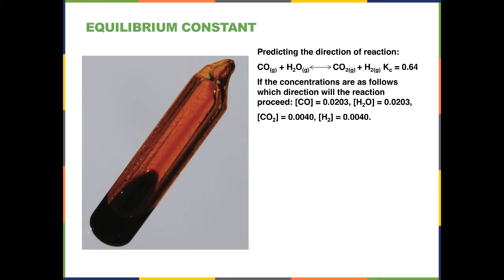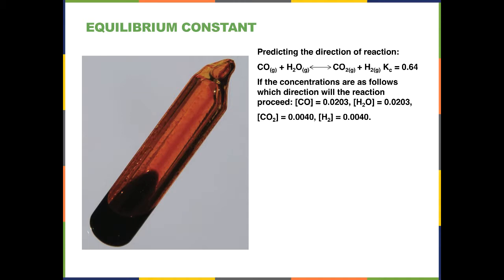Let's say we have the following concentrations, and then we will tell which direction the reaction will proceed. Now, if you write out the reaction quotient, which would be carbon dioxide times hydrogen, the concentration of those, divided by carbon monoxide and water, the concentration of those two, that would be the reaction quotient. And if you plug the numbers in, for this first set of concentrations, you get 0.0388, which is significantly less than the equilibrium constant.